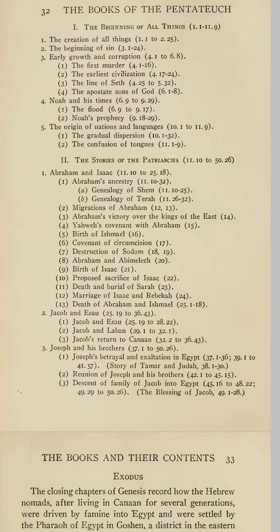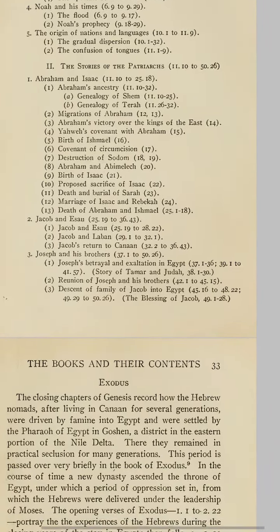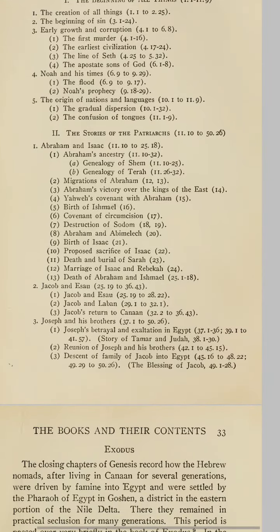The books of the Pentateuch, page 32. The beginning of all things, 1:1 through 11:9. The creation of all things, the beginning of sin, early growth and corruption, the first murder, the earliest civilization, the line of Seth, the apostate sons of God, Noah and his times, the flood, Noah's prophecy, the origin of nations and languages, the gradual dispersion, the confusion of tongues. That was under 1, the beginning of all things.